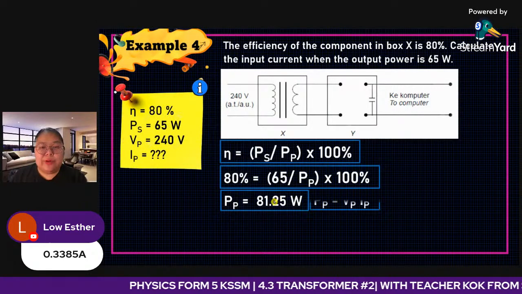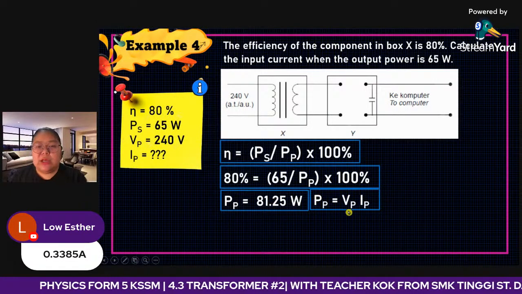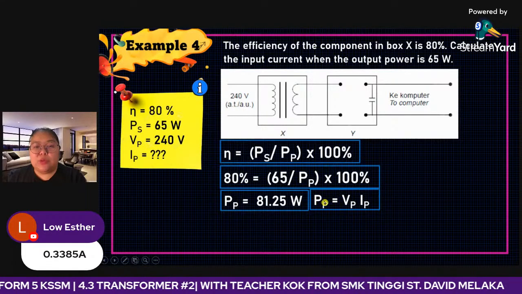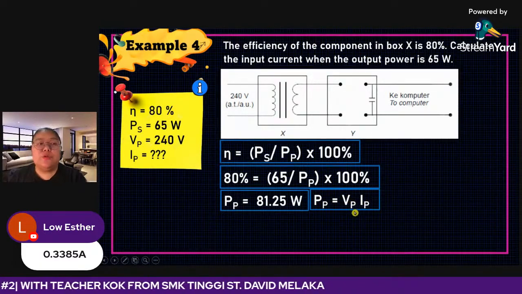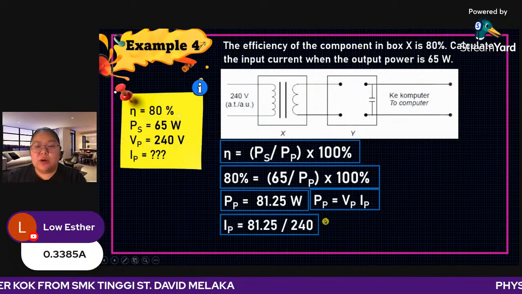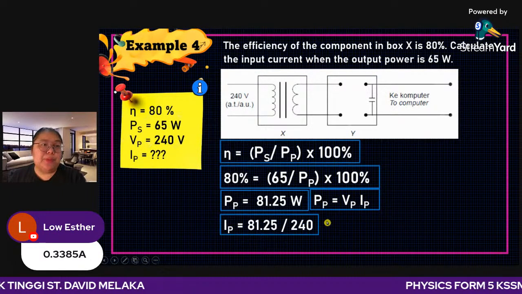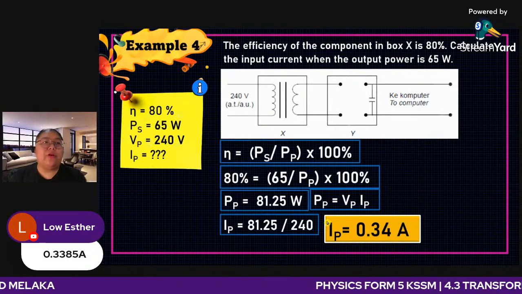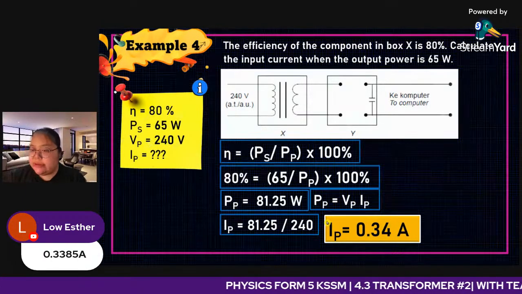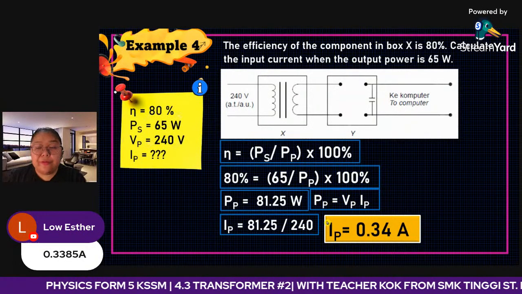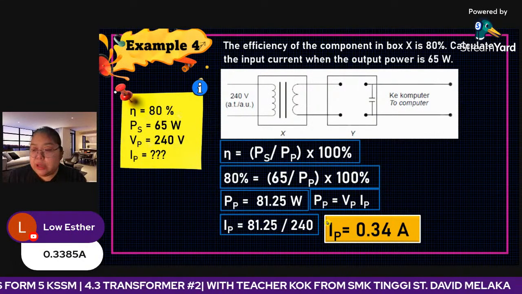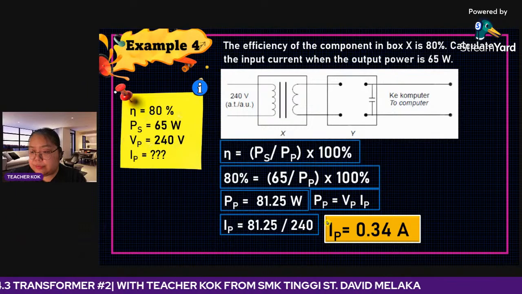Okay, so from here we go to check the current. If you get PB at 81.25, we put VP equal IP. So VP is how many? 240. Okay, final IP is 0.34. Yeah, correct. Ling Han and Esther are also correct. 0.34 ampere. You can put 4 decimal points.